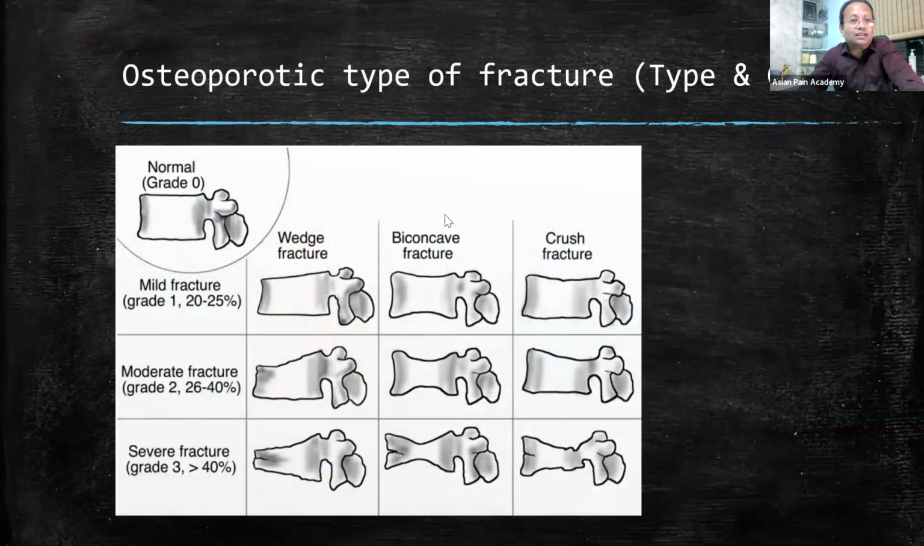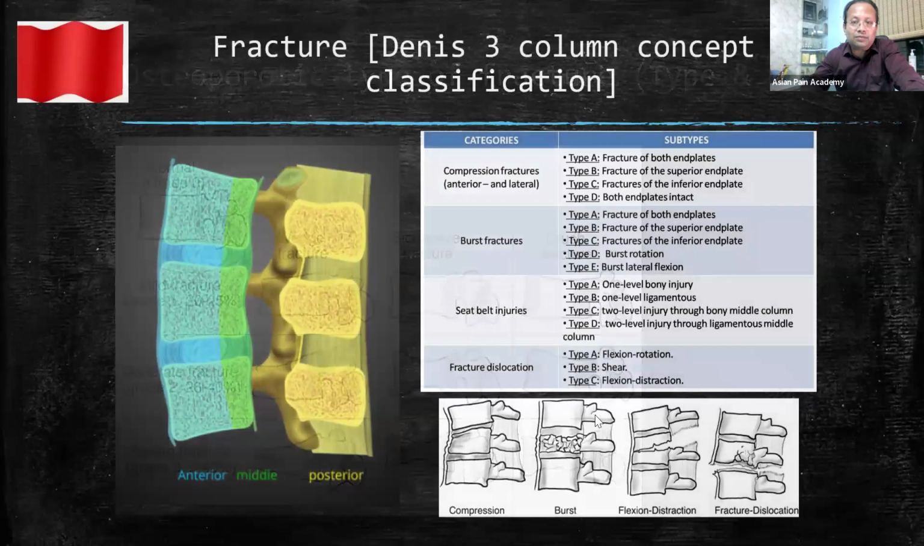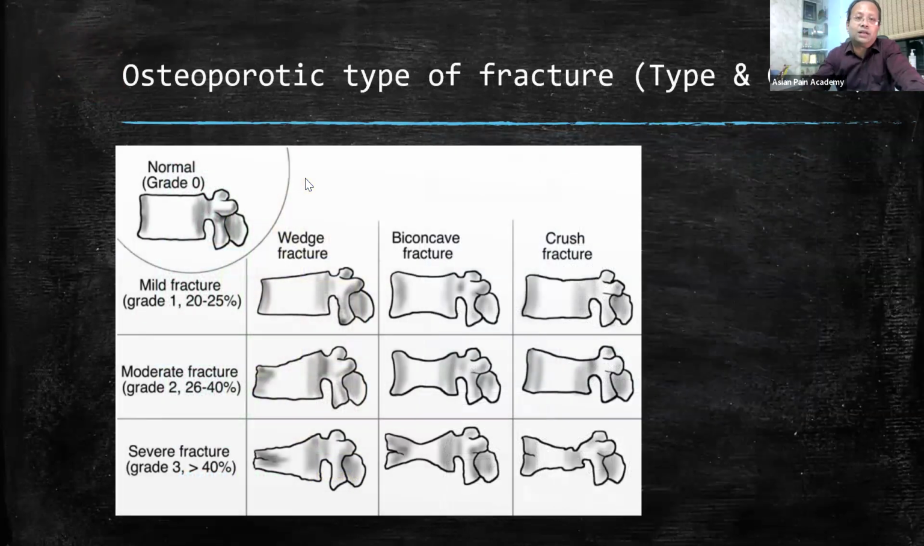Here you can see fractures are also of different types. These are all osteoporotic types of fracture. I told you that there are 4 types of fracture we can see, but these 3 are not our cup of tea. We are mainly concerned about the compression fracture. Now osteoporotic compression fracture can be of different types, not trauma related.